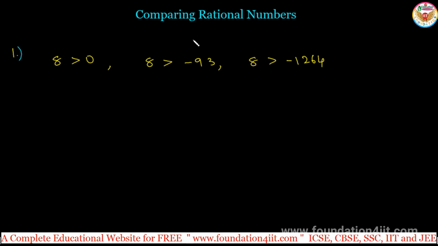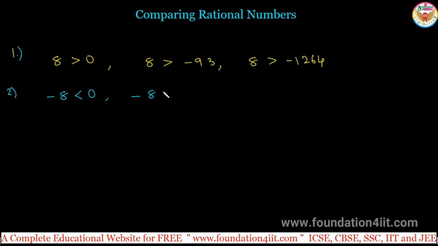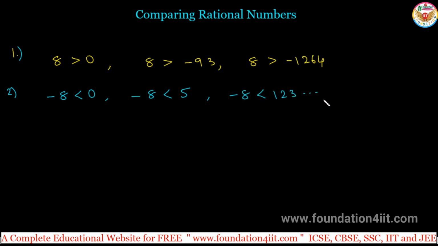So to compare the rational numbers, remember three rules. And one more, every negative rational number is less than 0 and less than every positive number, right? Minus 8 is less than 0, or negative 8 is less than 5, and the same, negative 8 is less than 123, and so on. So all the negative numbers are less than 0 and positive numbers are greater than 0, and this is the rule. And 0 is greater than every negative number, even when you come to the 0.